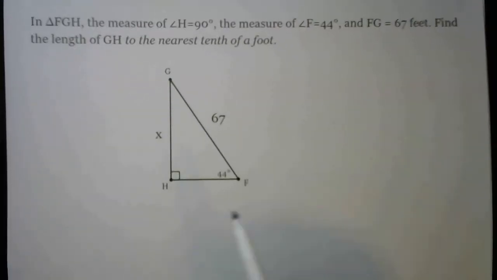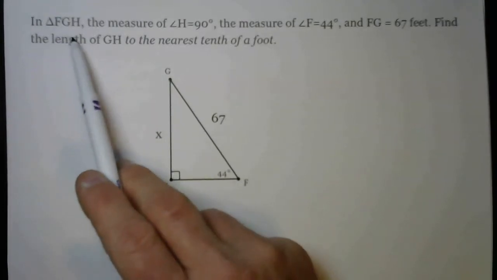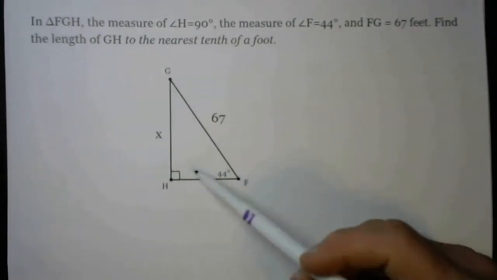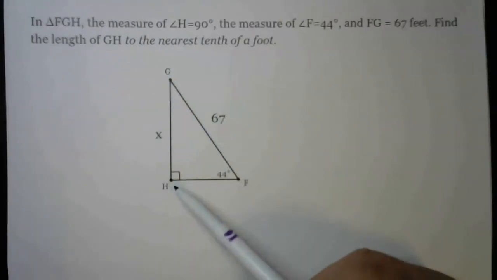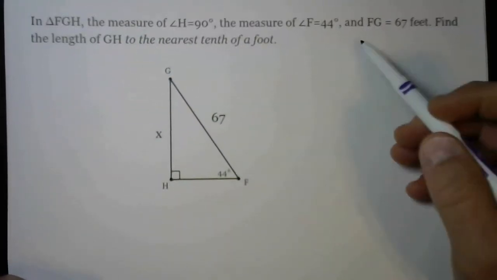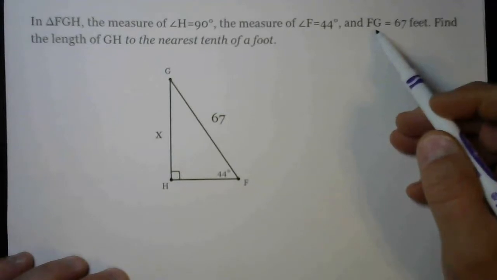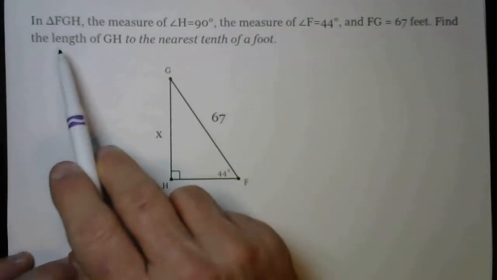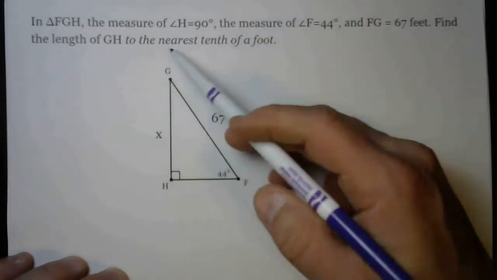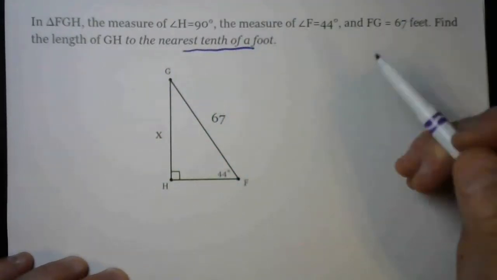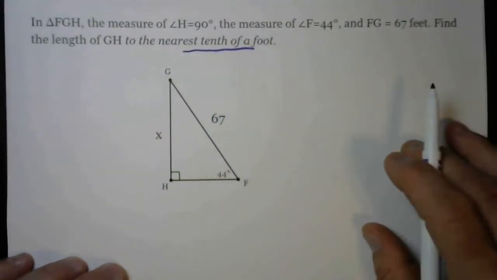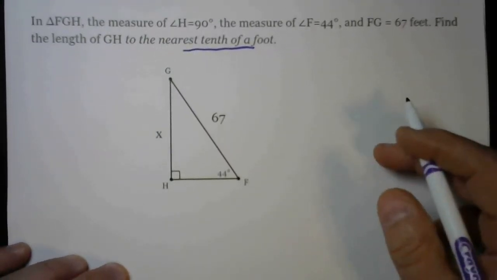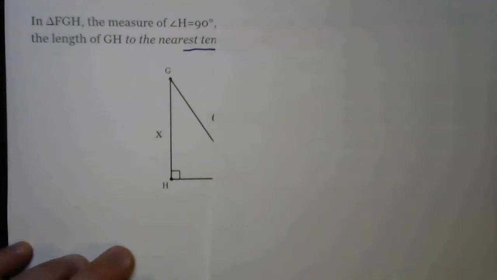Okay, so on the first one it says, if in triangle FGH, which is what we have here, the measure of H is 90 degrees, the measure of F is 44 degrees, and the segment FG, which is here, is 67 feet, find the length of GH to the nearest tenth of a foot. Nearest tenth of a foot means we're probably going to have to round our answer. Okay, so the first thing we've got to do is remind ourselves of what the trig functions are.